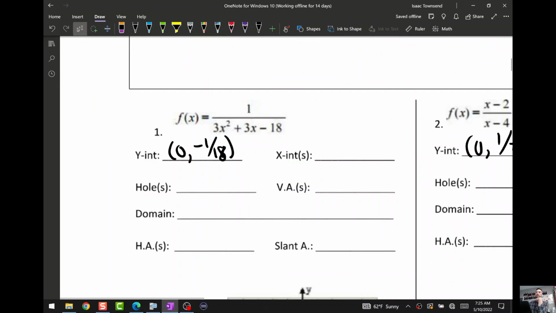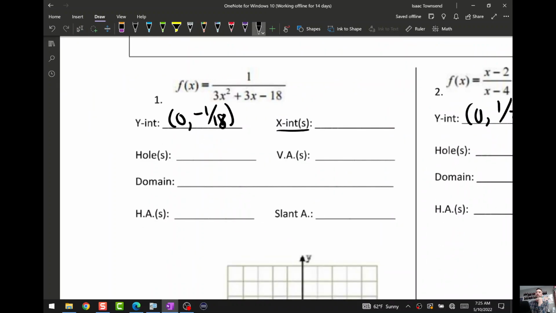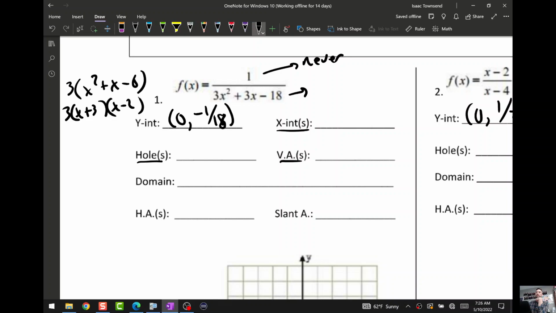Okay, so question number 1. For all 3 of these things, I need to know the numbers that make the numerator 0 and the denominator 0. Well, the numerator here never equals 0. 1 is never going to be the same thing as 0. You need to have an x for it to change. And the denominator is probably going to equal 0 somewhere, but until I factor it, so factor out a 3, and then factor the trinomial. 3 never equals 0, but x plus 3 equals 0 at negative 3, and x minus 2 equals 0 at positive 2.